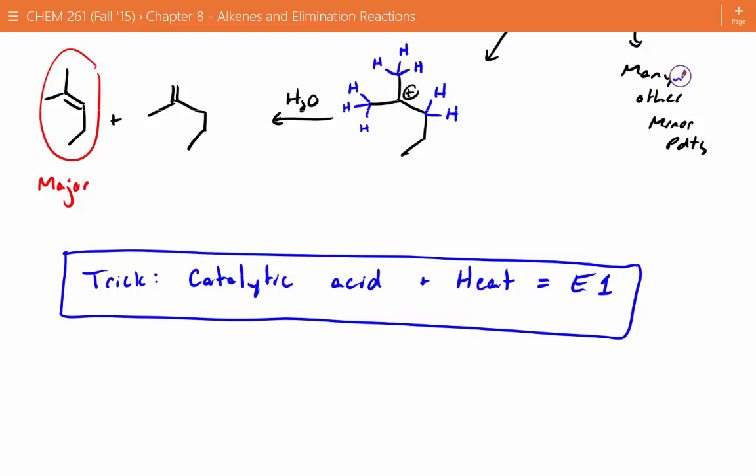All right, so now the tricky part for this chapter. We're not going to spend very much time on E1 because it's fairly intuitive.